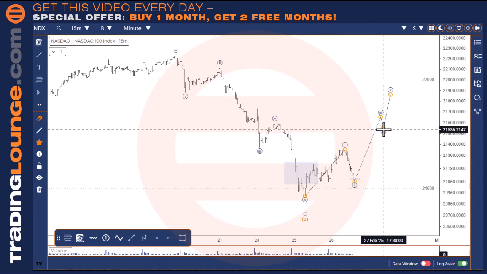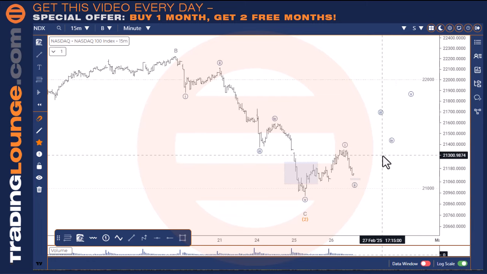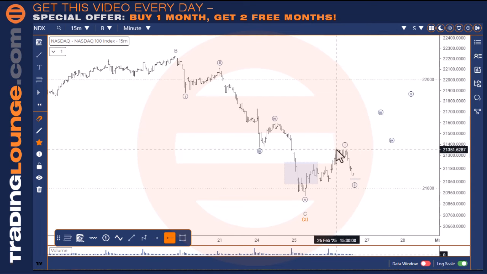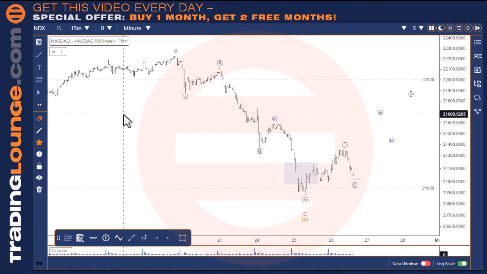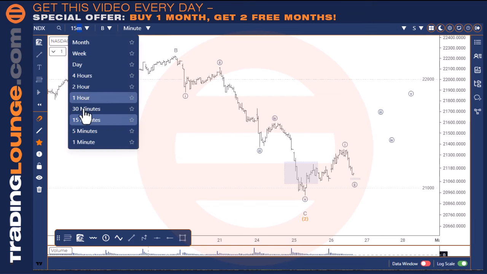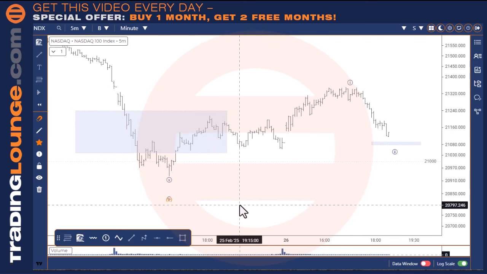Once again, this particular count may play out, it may not play out. So this is what we need to work through. But all in all, if this is going to be bullish, then in the first instance, we need to be long above that point. Now we're going to see if we can improve on that. So we're going to go from the 15-minute down to 5 minutes and have a look at this.